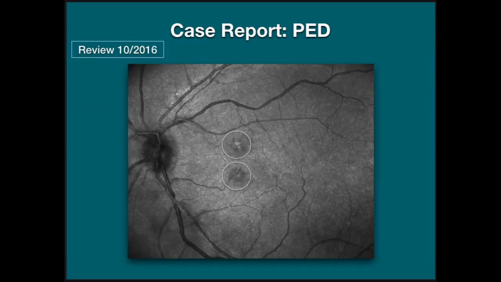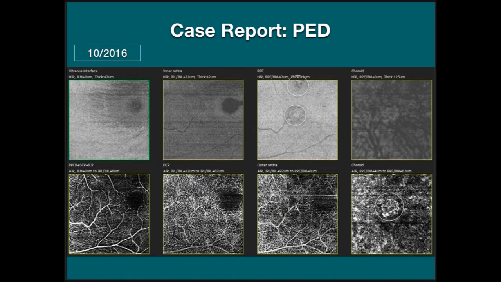the patient. And this is 6 months later when she's come in, and it appears now that she's got two PEDs. She's got a new one above the previous area. Again, both of them non-central, and visual acuity is still normal.